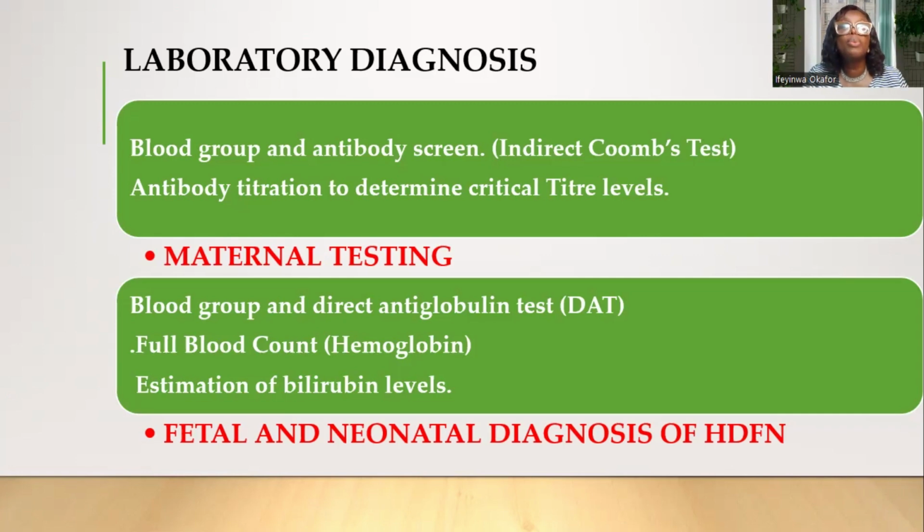Now we have the fetal or neonatal test. On the baby's blood, you also need to do the baby's blood group, and then direct Coombs test is done on the baby. The direct Coombs test is done on the baby to check if the red cells have been sensitized. And then you can also estimate the full blood count if you can, or you go straight to do the hemoglobin concentration or packed cell volume to check for the presence of anemia. And then estimation of bilirubin levels. You have to do the conjugated and unconjugated bilirubin and then total bilirubin to quantify the amount of bilirubin that has been formed, to know whether the baby is at risk of kernicterus or not.